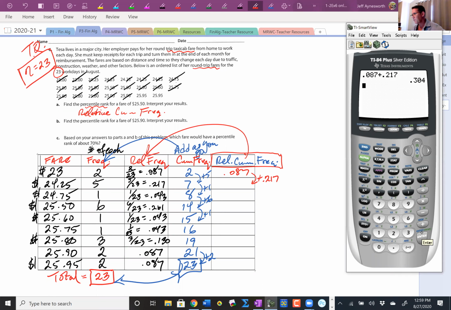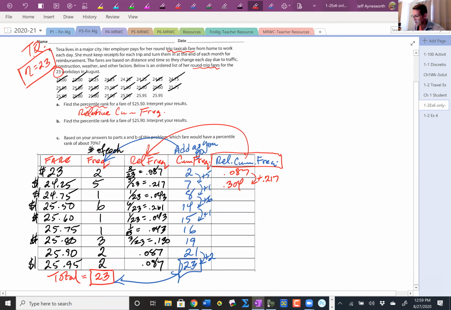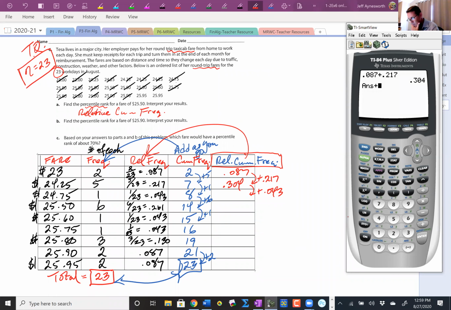So 0.304. Again, we're adding the relative frequencies as we go. So I have to add 0.043. So plus 0.043 here. Will, I'm going to give this one to you. So what's the next frequency that we have? Oh, wait. I think I did it wrong. I'll just look at my calculator here. I'm taking 0.304 and adding 0.043. Just add those two up and let me know what you get.